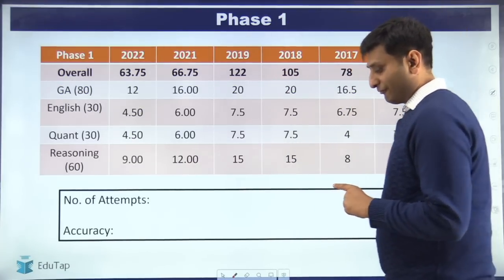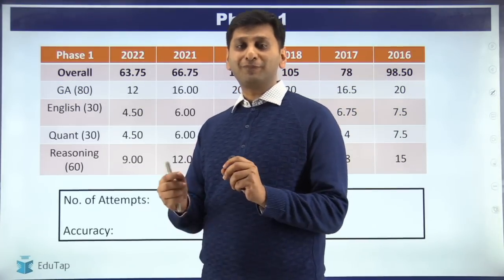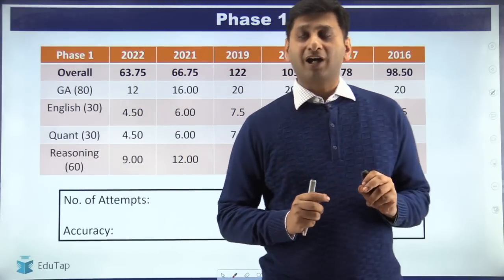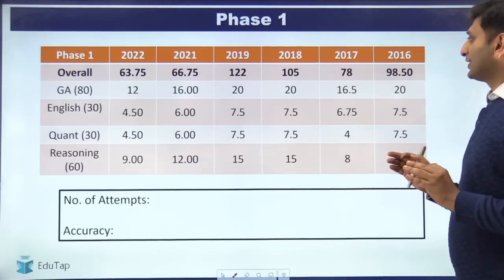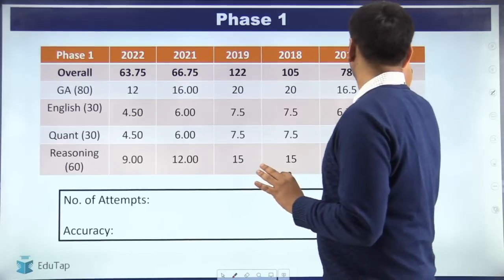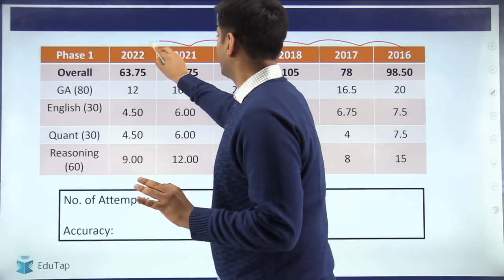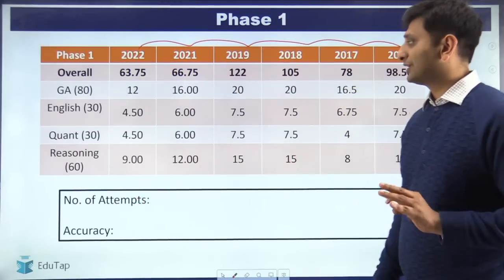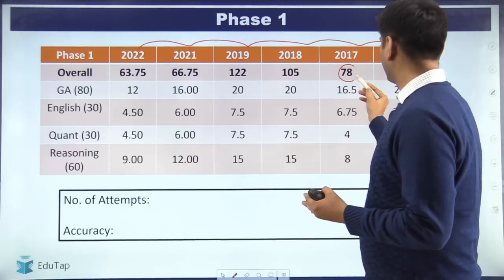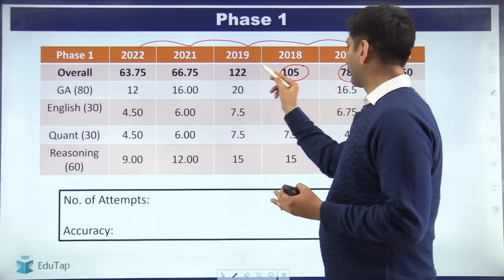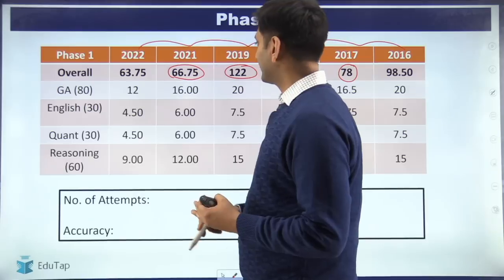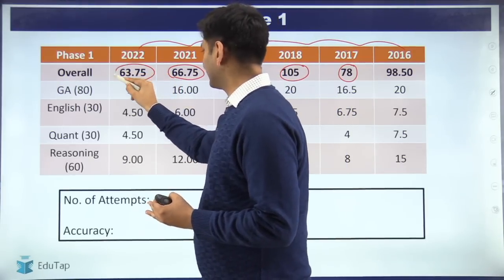And now we will talk about phase 1 first. What should be the target marks for phase 1 in case you are preparing for RBI Grade B? Now, on your screen, you can see the overall cutoff. I'll talk about overall cutoff for 2016, 17, 18, 19, 21, 22. If you see the cutoffs for almost these 6-7 years, you will see that the cutoffs are varying. 78 here, then suddenly jumped to 105, further jumped to 122, then almost became half in 2021, 66, and then almost on the same line, 63.